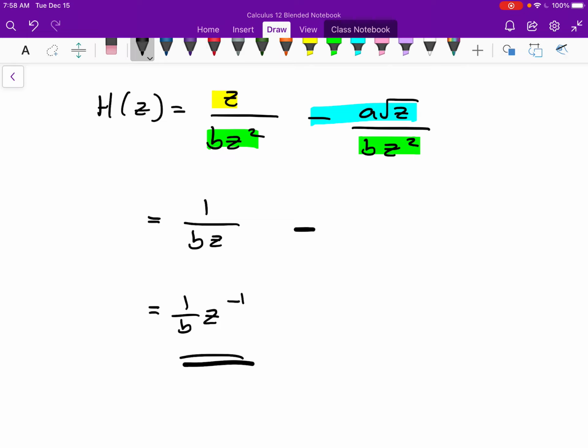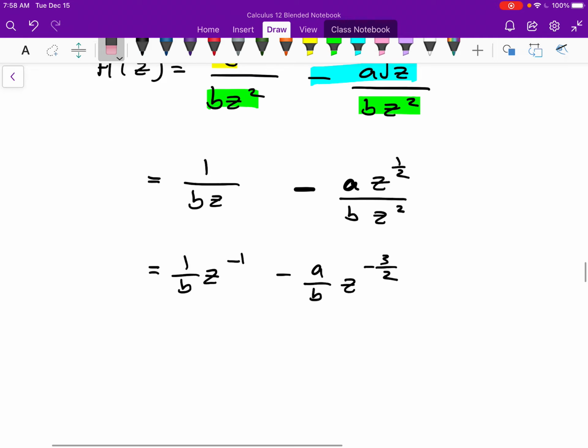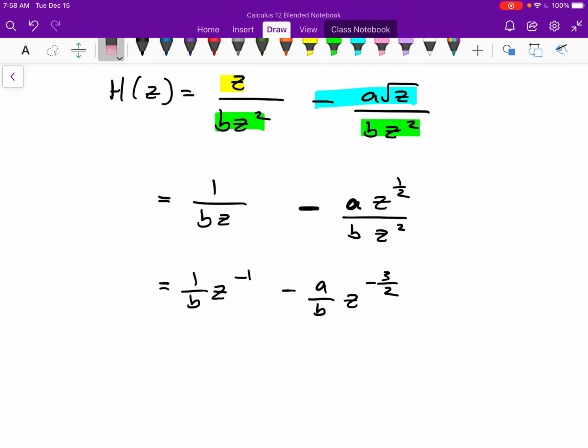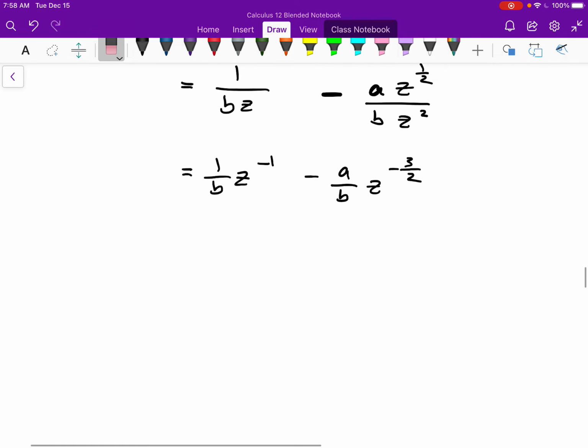In the next term, if I use my exponent laws, especially if I think of this as a times z to the 1/2 over b times z to the power of 2, a half take away 2 is negative 3/2. So I can write this as negative a over b times z to the negative 3 over 2. And yes, that took me a few steps, but really I'm just using my knowledge of exponents that go back kind of just to grade 10, exponent laws. And keep in mind that b and a are constants.